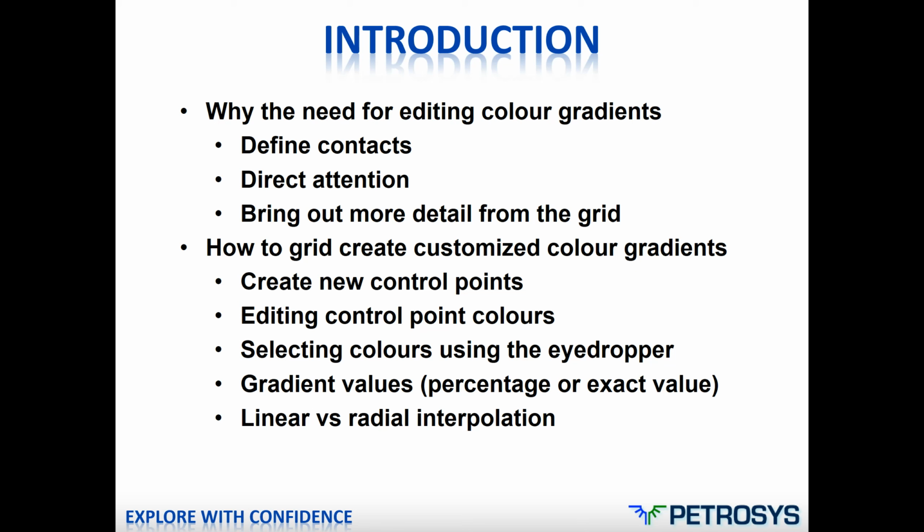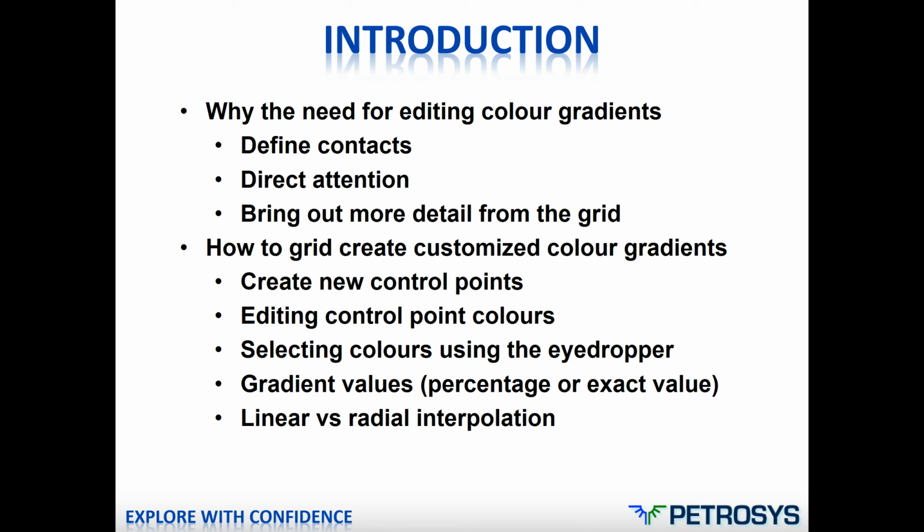We can also create customized color gradients, so we can create new control points to add information and more detail into certain parts of our grid. We can edit those control points by changing the colors, slide them up and down along the gradient to bring more information into a certain area of that gradient. We can also select the colors using an eyedropper, so if we have an existing gradient that we like, we can use the eyedropper to copy those colors onto our new gradient.